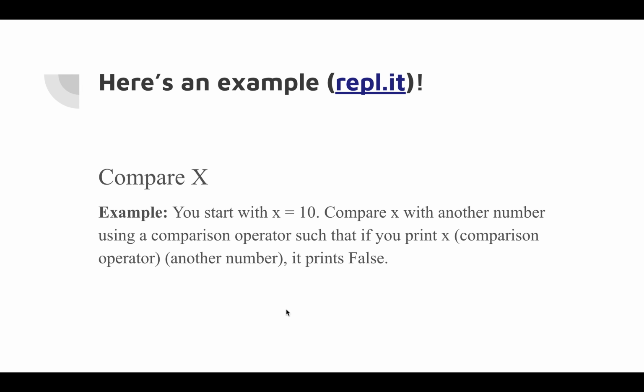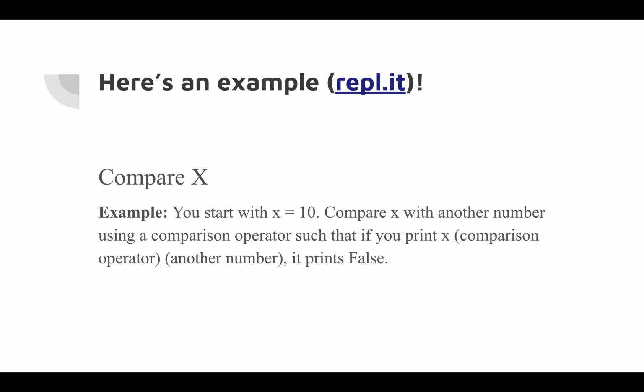So let us also try a problem now. This is a fairly basic problem. We start with x equals 10. And then we compare x with another number using a comparison operator, such that if you print x, a comparison operator, and then another number, it prints false.